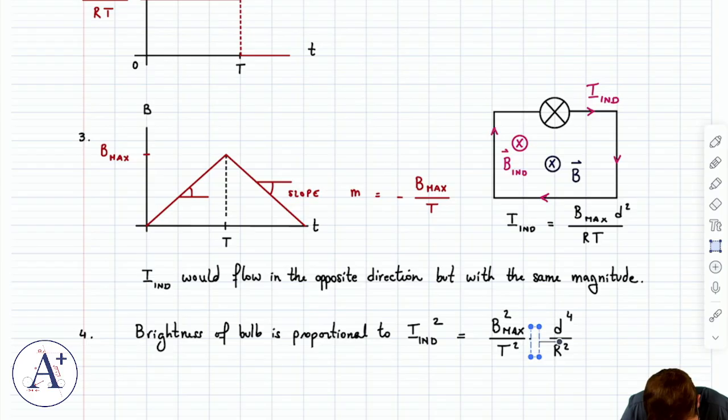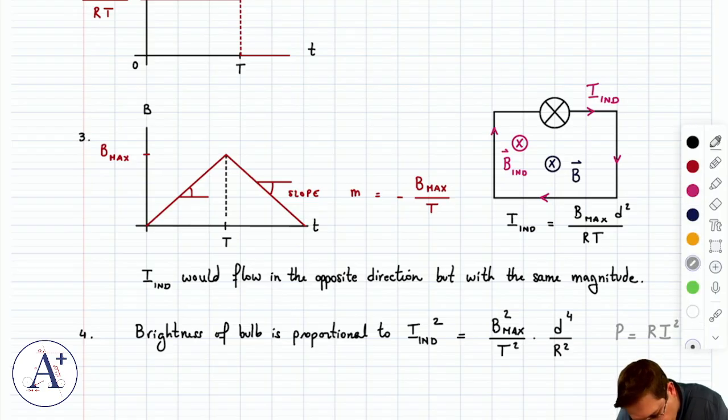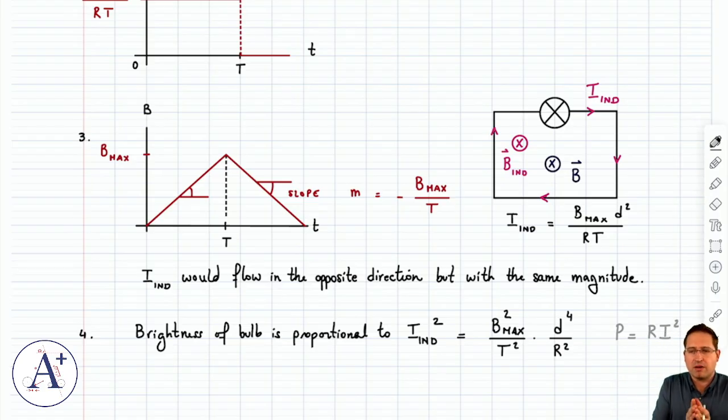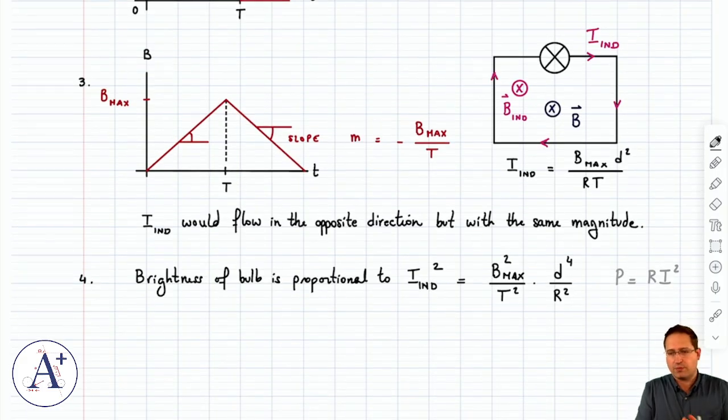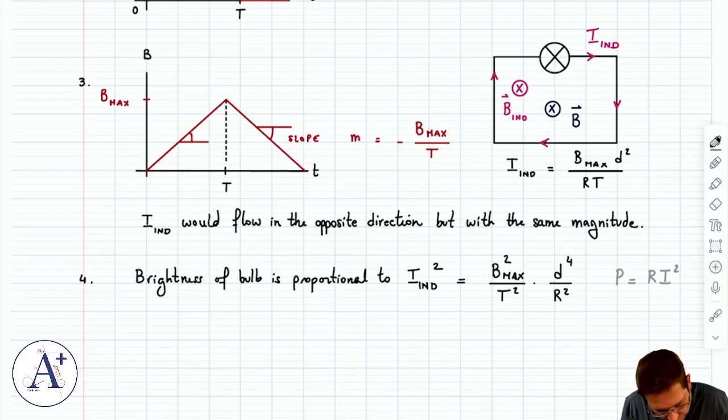Okay. Now, if you're wondering where that comes from, that's because the power dissipated by a resistor is R i squared. And effectively, in this class anyway, light bulbs are resistors that produce light. So the brightness of a light bulb is given by R i squared. It's proportional to I induced squared. And if we look at this expression here, which is just this being squared, then really what we have is the following, right? It's B max over T, the whole thing squared.